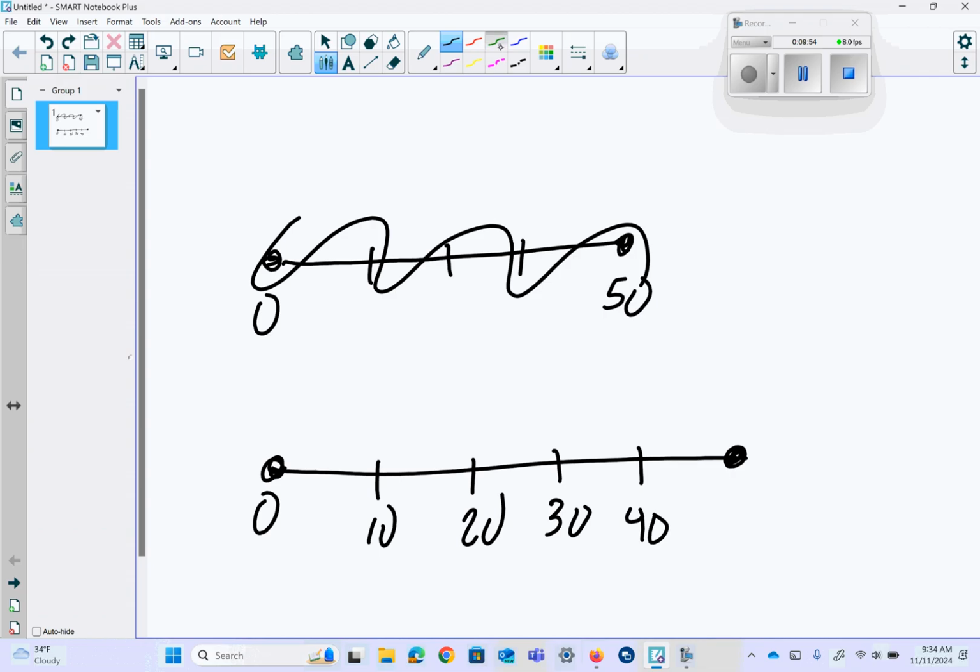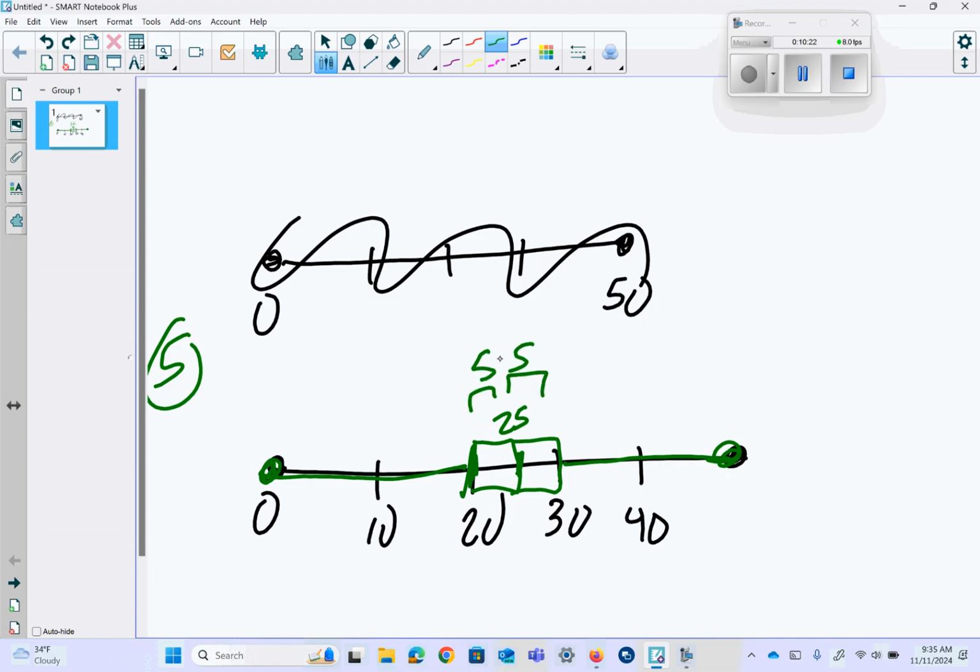So this is our data for problem number 5. Okay, we have 0, then we have 20, then we have 25, which will be here. Let's pretend I can draw really well. Then we got 30, and then we have 50. So this is my box and whiskers. Each of these widths are the same. Those are both 5 and 5. That's great. This is 20 and this is 20 as well. Those are great.